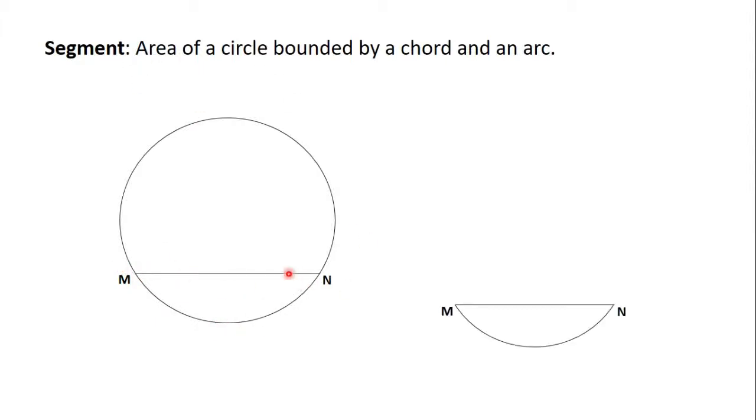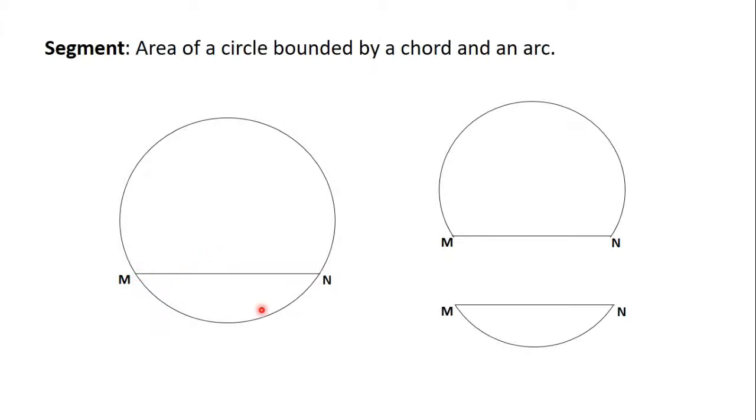So let's say that we take this lower part here. We have the chord MN and we have the arc MN. Now if you look at this figure here, it's bounded by this arc MN and this chord MN. This is called a segment. This is the lower part. If you take the upper part too, you can also see that it's bounded by this major arc MN and the chord MN. So this one is also another segment.